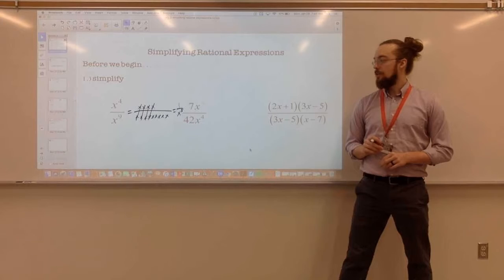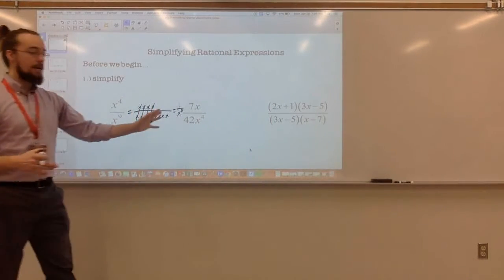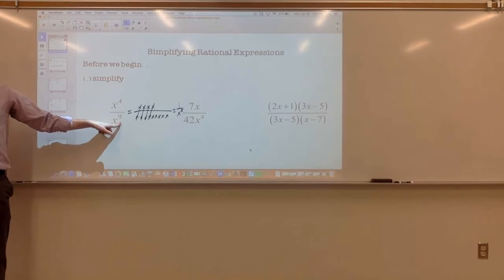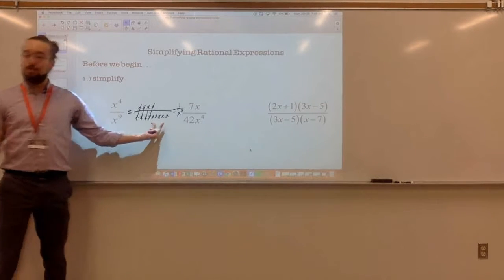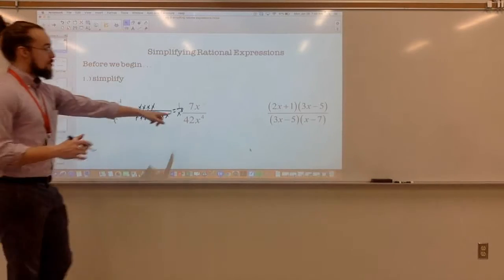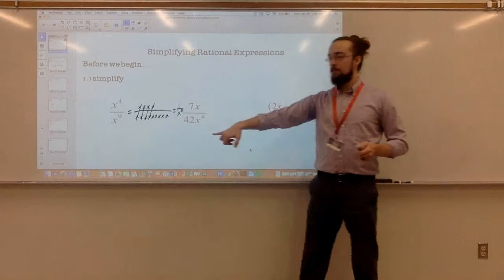But the shortcut to that, we don't have to write all the x's out like this. The shortcut is just subtracting the exponents. 4 minus 9 gets me that I will have x to the fifth left in the denominator. So this second example is similar, except I've got a 7 and a 42.